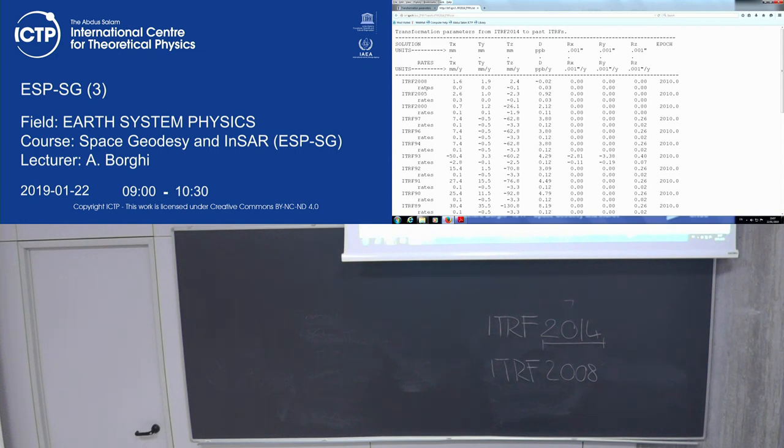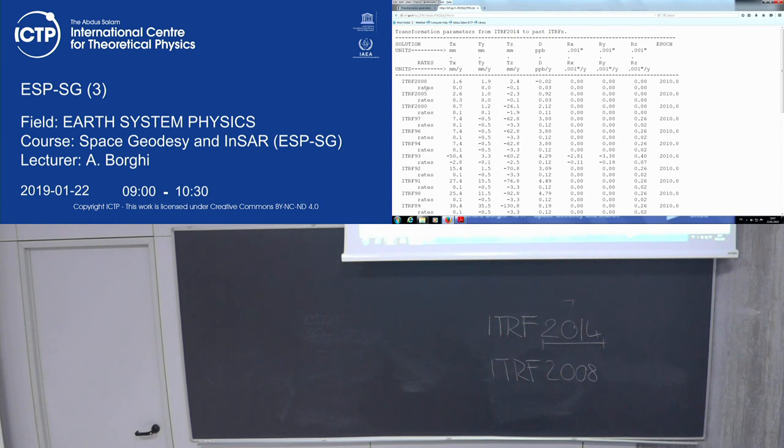So if you have a solution with coordinates in that frame, we can transform these coordinates to ITRF 2014 using a 7-parameter transformation, a Helmert transformation, where we translate, rotate, and eventually scale our solution, our network, to combine the two networks and put them in the same reference frame. We are going to see it's very simple, in the lesson when we speak about GPS time series, how we deal with this problem.